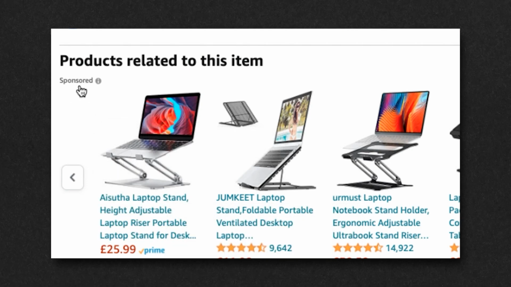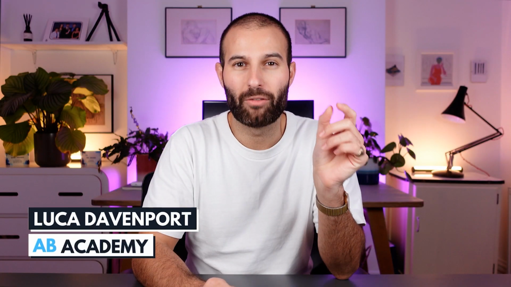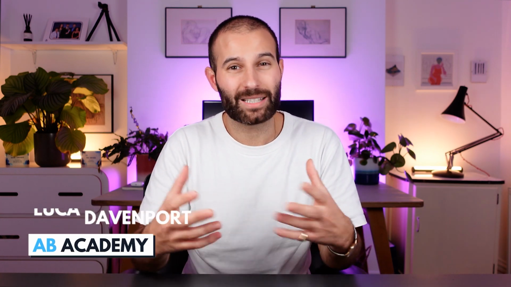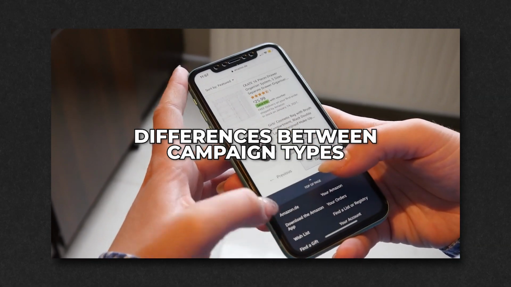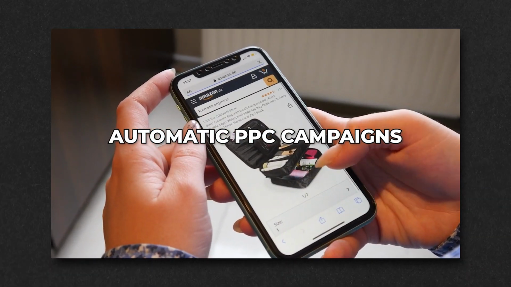And by the way, guys, the way that you know that these product listings are actually ads is because they have the little sponsored badge that shows above or below the ad. So in terms of similarities between the two campaign types, that's pretty much it. So now what I want to focus on is the differences between the campaign types. And I want to start off by looking at automatic PPC campaigns.